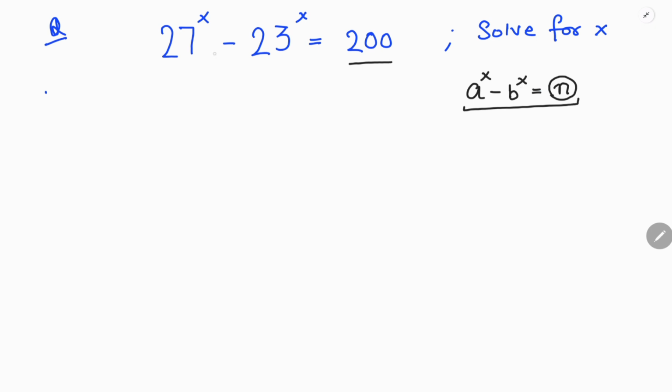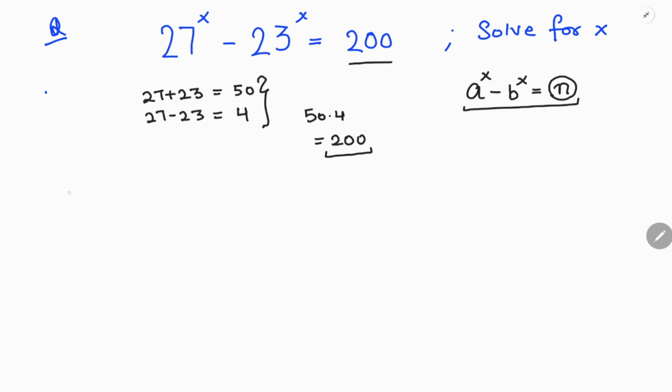So if I observe this question, I try to see the relation between a and b. 27 plus 23 is equal to what? 50, right? And if I see 27 minus 23, that is equal to 4. Now I can somewhere relate that 50 and 4. And if I multiply 50 with 4, what will I get? 200. That means there is a meaning or a relation between these two and this here.